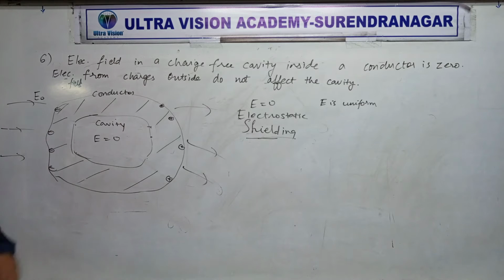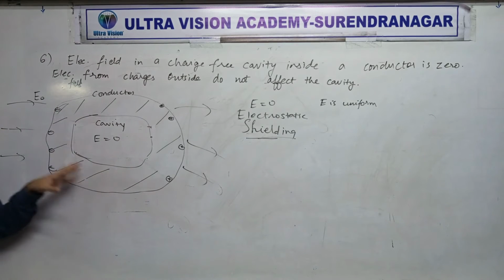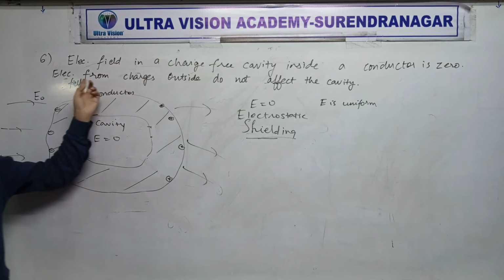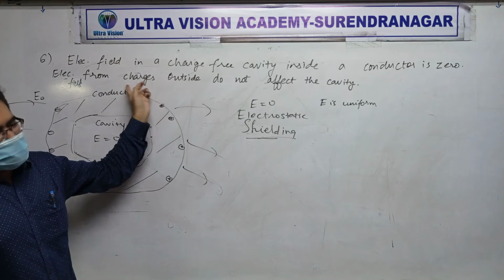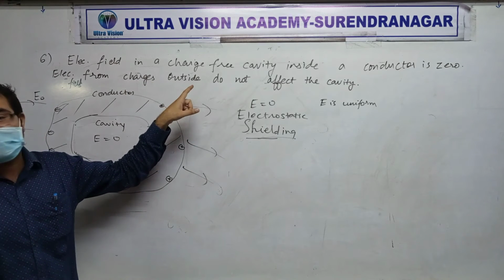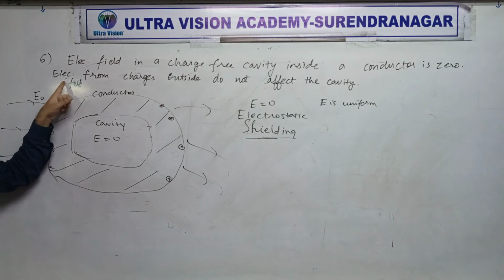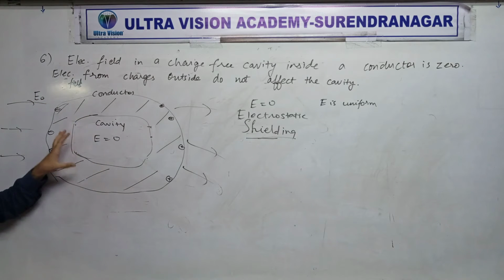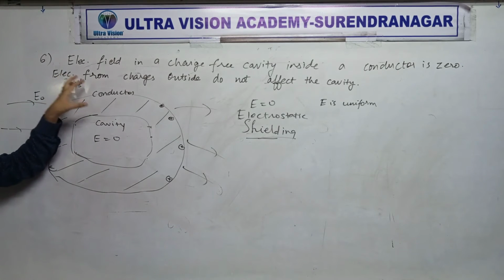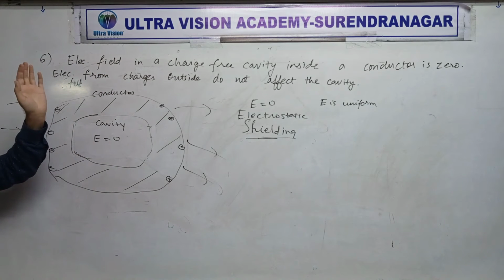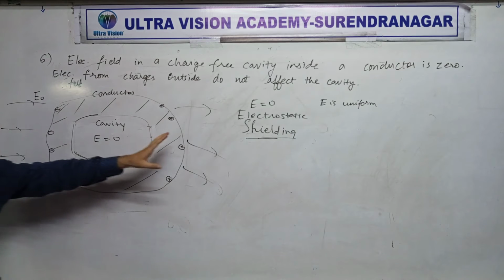Okay, this is called electrostatic shielding. So you can say that a cavity inside a conductor is not affected by electric fields which are coming from outside. Is that okay? A cavity inside a conductor is not affected by electric fields that come from outside. Make sense? Okay, that's why it's called shielding.